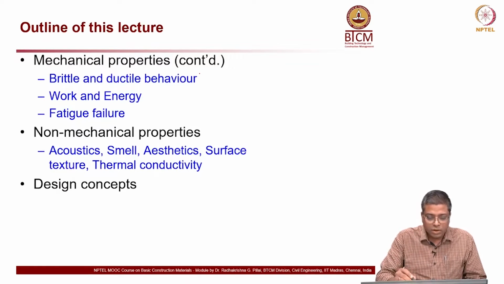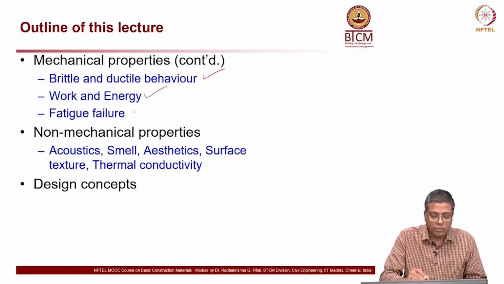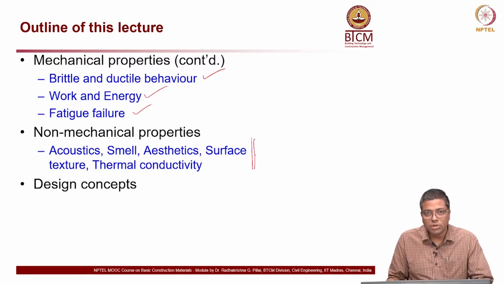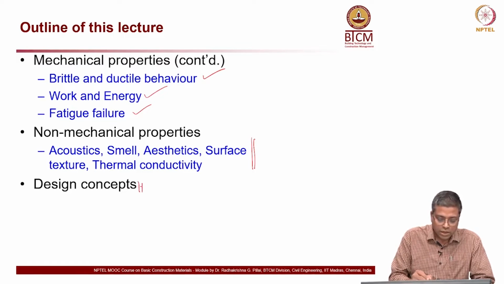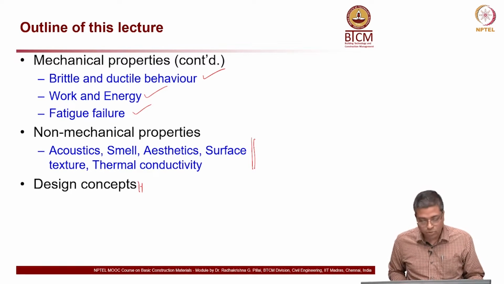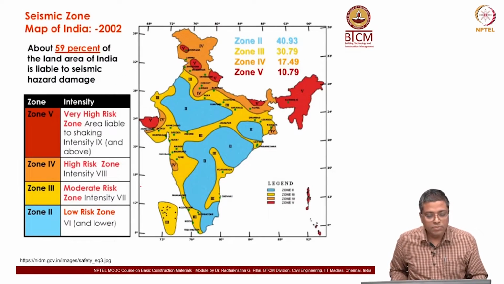So today we will cover mechanical properties, mainly looking at brittle behavior and ductile behavior, and also looking at work and energy, fatigue failure, those mechanisms. Then towards the end we will briefly talk about various non-mechanical properties, because that is also becoming more and more important while selecting material for construction. Finally, we will just have a brief discussion on overall design concepts for selecting various materials.